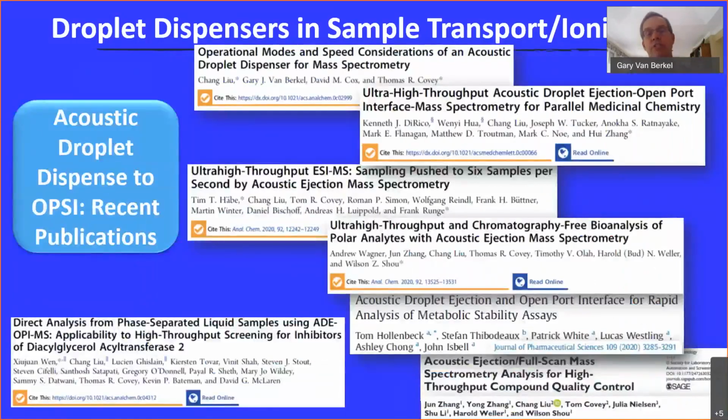So if you look in the literature, there's a number of papers in the last 6 to 12 months. Most of these are from big pharma looking at high throughput assays.